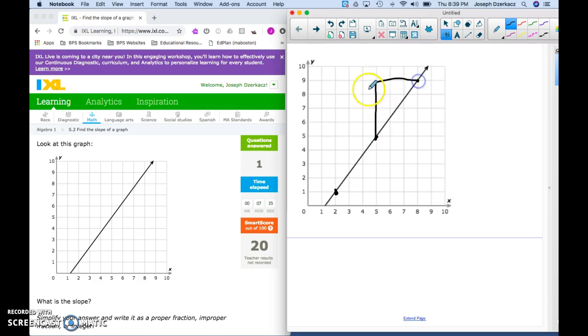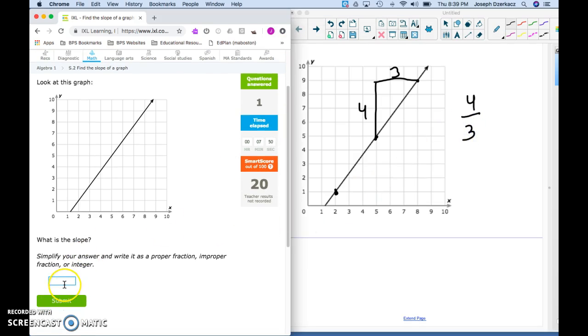There we go. So the rise, how many boxes did I go up? 1, 2, 3, 4 up, and 1, 2, 3 to the right. So this slope is 4/3. Did I get that right? 4/3. Submit.